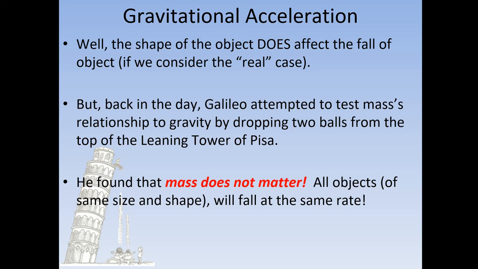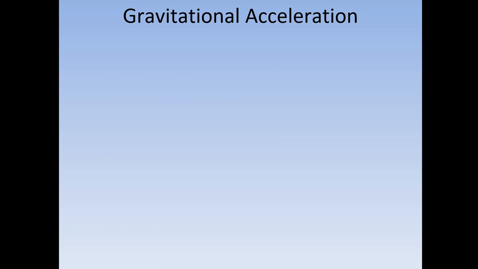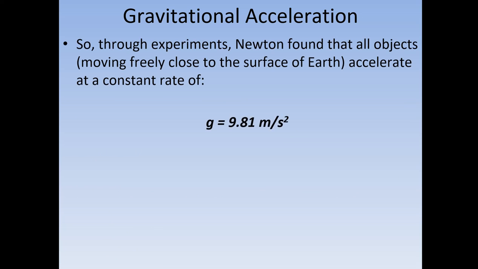So he came out with this idea that mass does not matter when it comes to when objects hit the ground, the acceleration caused by gravity. So all objects will fall at the same rate. Through tests and trials and things, we found that the acceleration due to gravity is 9.8 meters per second squared. Now, because this is a constant term, something that is regularly used, we tend to give this number the symbol of little g.